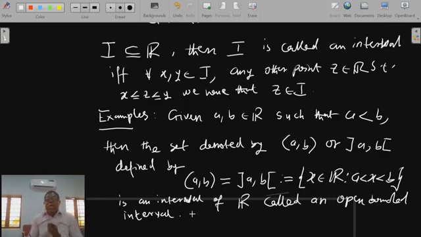So this is what we shall call an open bounded interval. And it's such that whenever you pick any two points there, say x and y, they must lie between A and B. A and B are not included. And whenever you pick any other point in between them, that point must also be in that set AB.